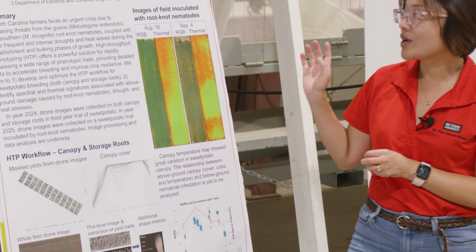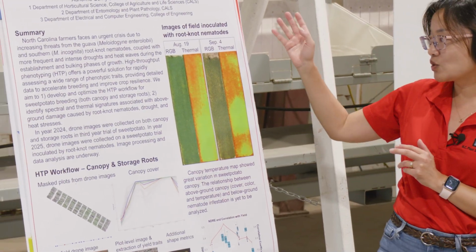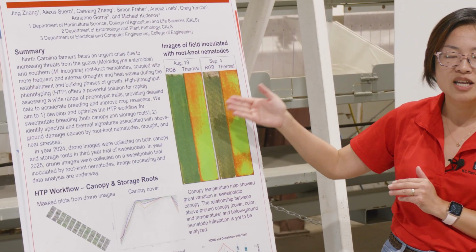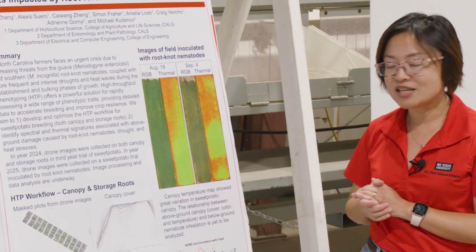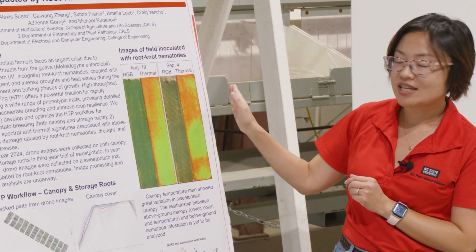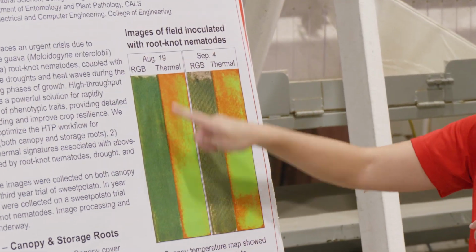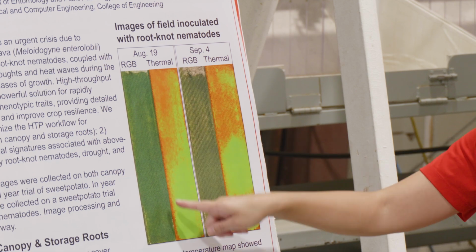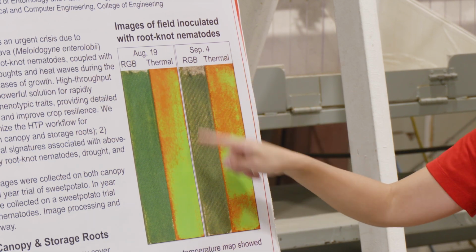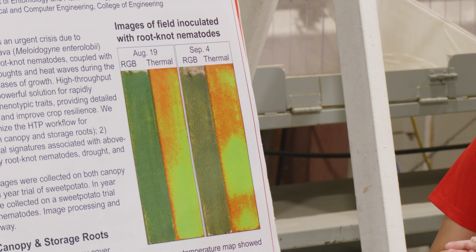Another project we are collaborating on with Mike and Adrian is to try to detect if there are any signatures in remote sensing we can extract to indicate nematode infestation in the sweet potato field. We collected some data on different dates. As you can see, there are two different dates. You have the visual picture, which is one single cultivar, and then we have a canopy temperature map that's showing differences. So usually hotter areas indicate some sort of stress.